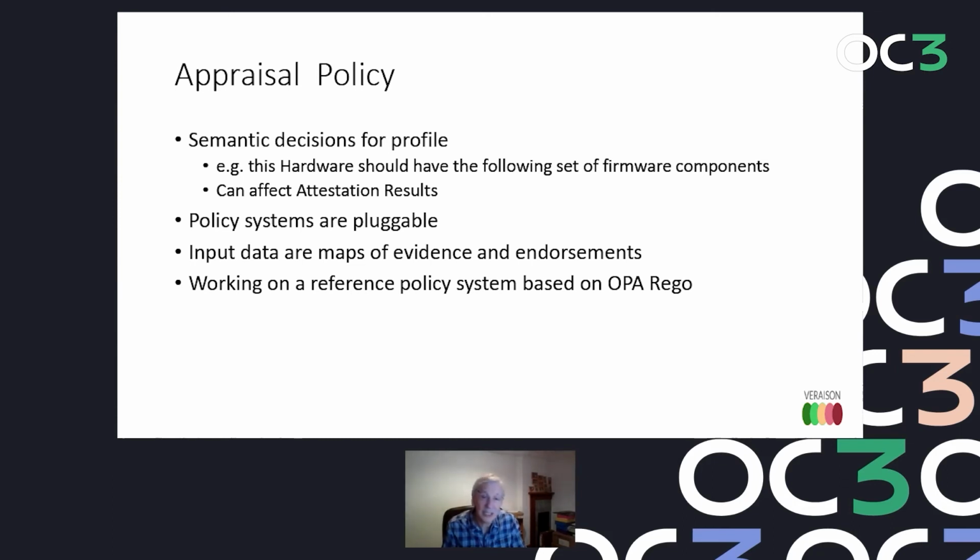So we support a policy stage. Again, it's pluggable, but we're working on a system based on the Open Policy Agent, and that will take Rego inputs to be able to express policies. And that's probably also how some of the derived claim work will work.